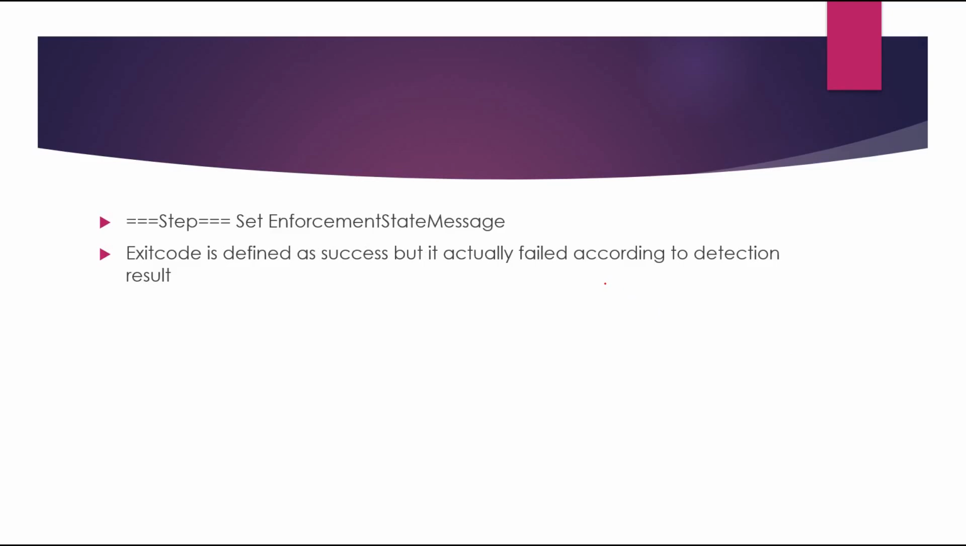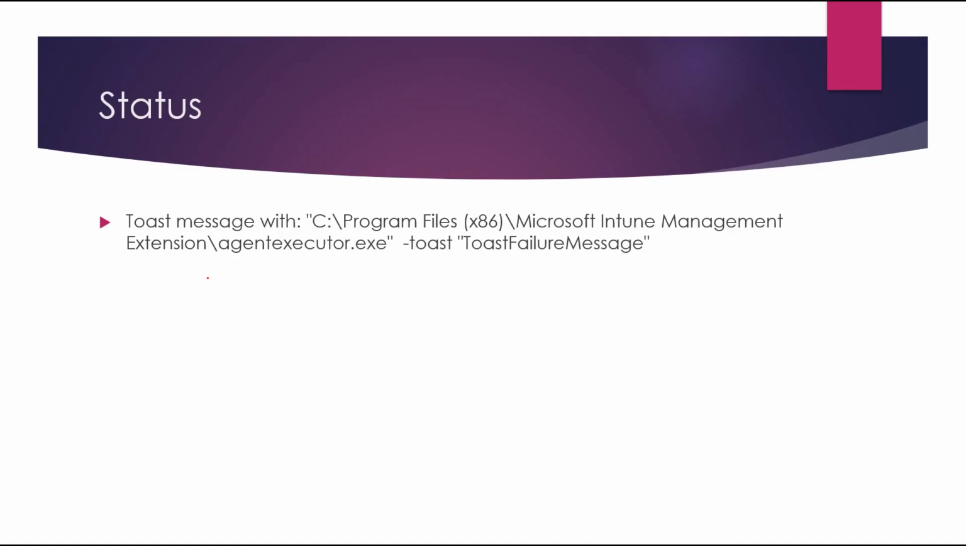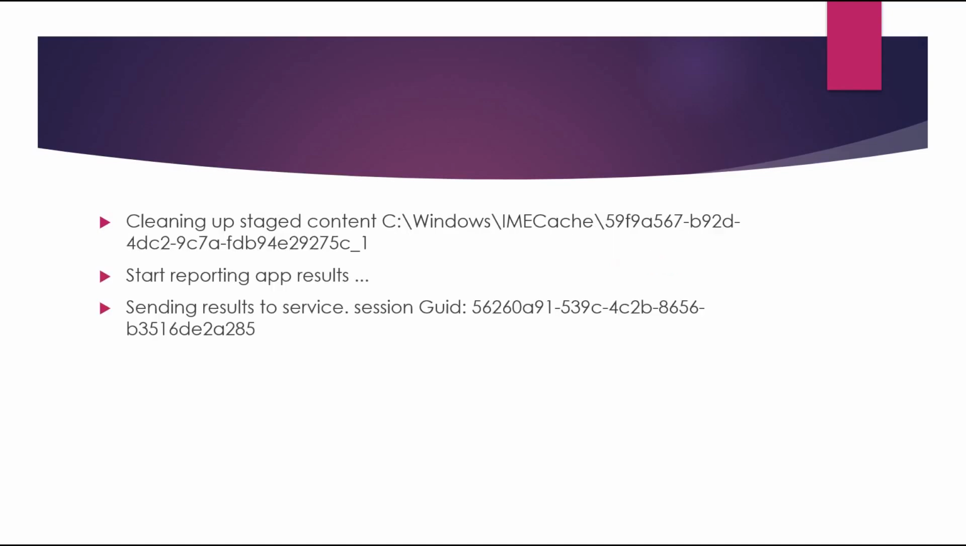Therefore it sends a message to the Intune service saying that the installation was successful, but it failed according to the detection logic. Therefore we are going to get a toast message on the device which says that the installation was unsuccessful, right? Because the C drive temp 7-zip folder was not detected by the IME after the application got installed. If I use the correct detection logic, then obviously it would have identified the correct folder, and then we would have got a toast message saying that the installation was successful.